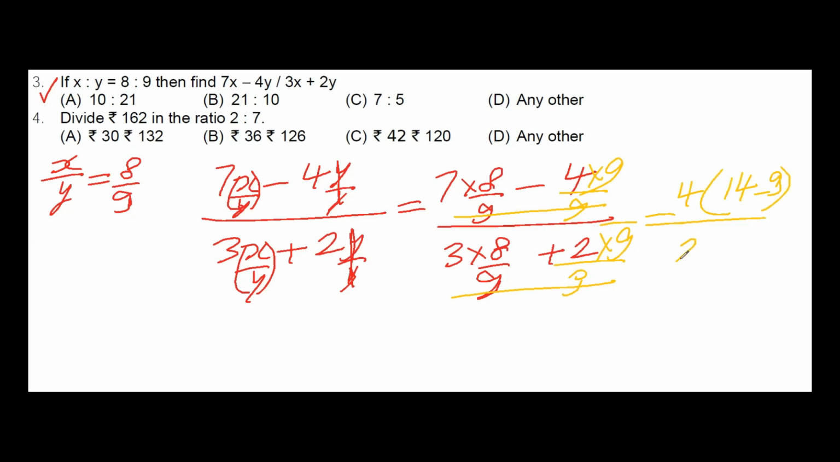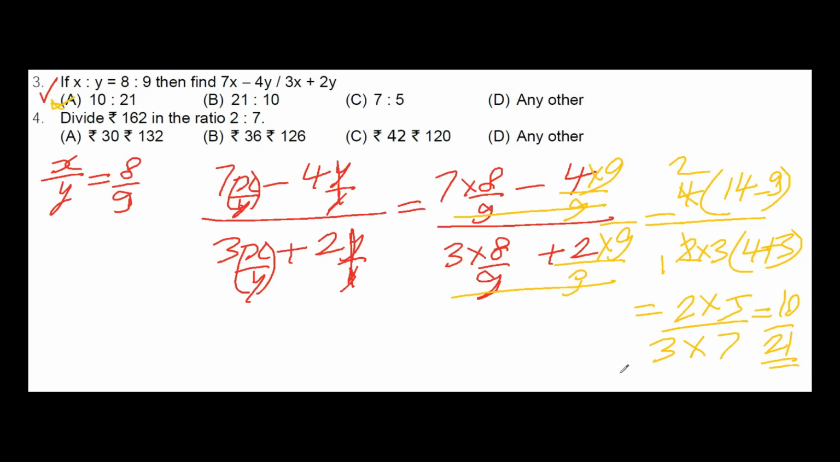Okay, so here I am taking 2 and 3 as common. 2 from here, 3 from here. So it will be 4 plus 3. This is 7. So 2 ones are 2, 2 twos are 4. So 2 into 5 divided by 3 into 7. So the answer will be 10 divided by 21. So ratio is 10 is to 21. So A is the answer. The answer will be 10 is to 21. So A is the answer for that. Got it?